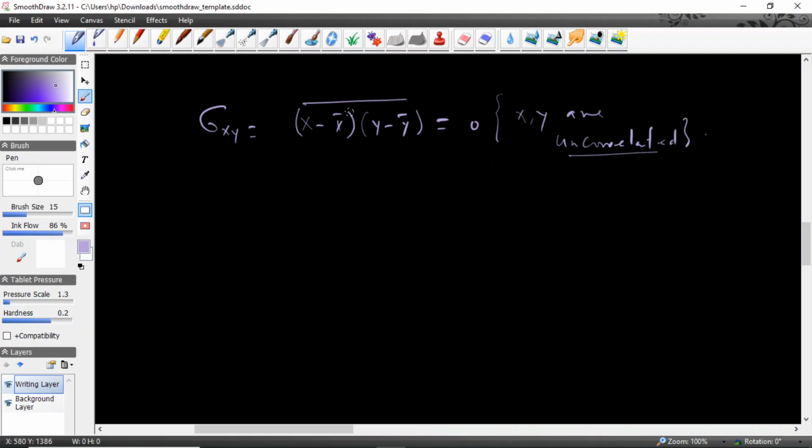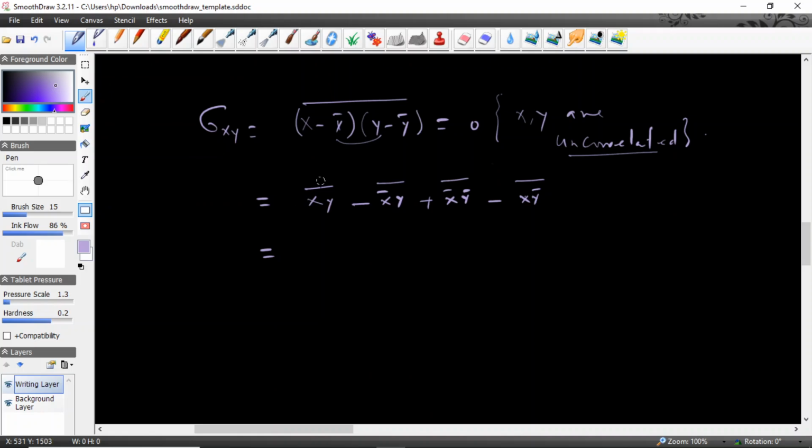So if the covariance of the two random variables is 0, we say they are uncorrelated. And you can expand this. Maybe if I expand it, it is the expected value of (x minus x bar) into (y minus y bar): x y bar, minus x bar y whole bar, plus x bar y bar whole bar, and then minus x y bar, x y bar whole bar.